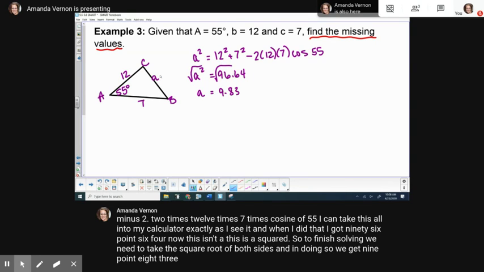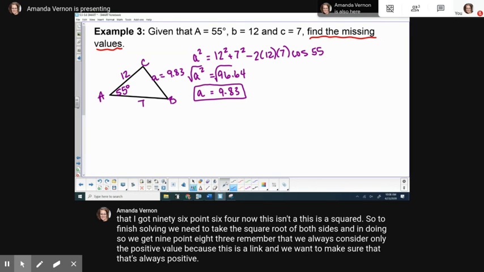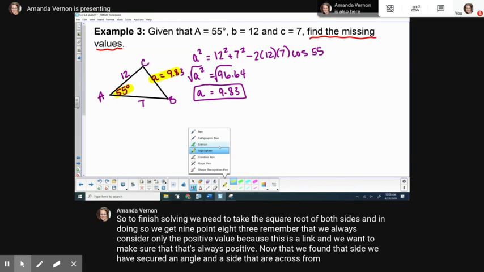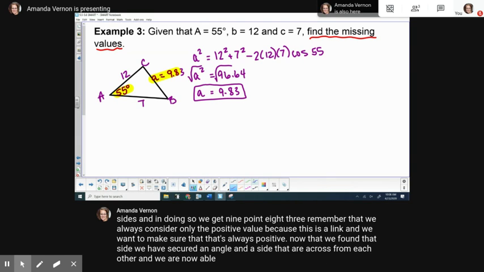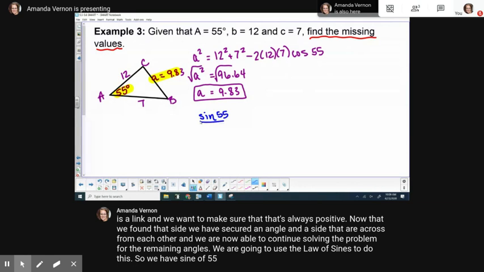Remember that we always consider only the positive value because this is a length, and we want to make sure that that's always positive. Now that we've found that side, we have secured an angle and a side that are across from each other, and we are now able to continue solving the problem for the remaining angles. We are going to use the law of sines to do this. So we have sine of 55 over 9.83 equals.